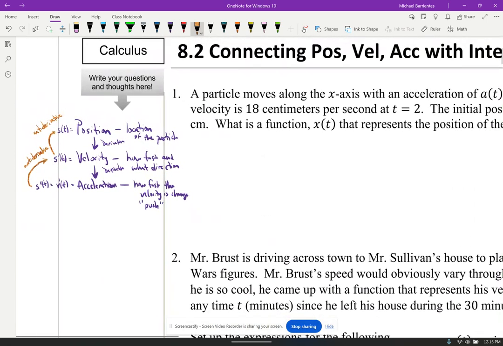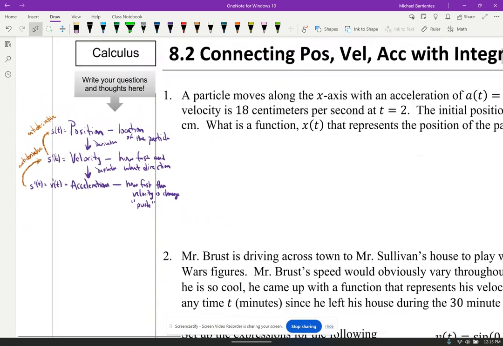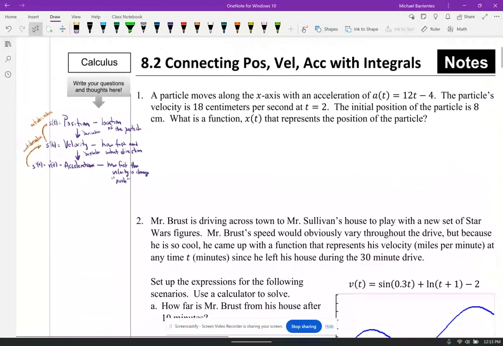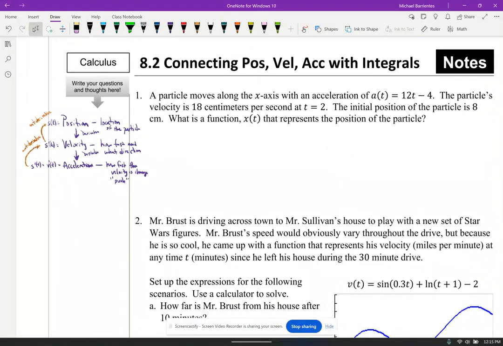Here's going to be our first situation. There's a particle moving along the x-axis with an acceleration of a sub t equals 12t minus 4. We know that the particle's velocity is 18 centimeters per second at time 2, and that its initial position is 8 centimeters. The question is, what's the function x of t that represents the position of the particle?